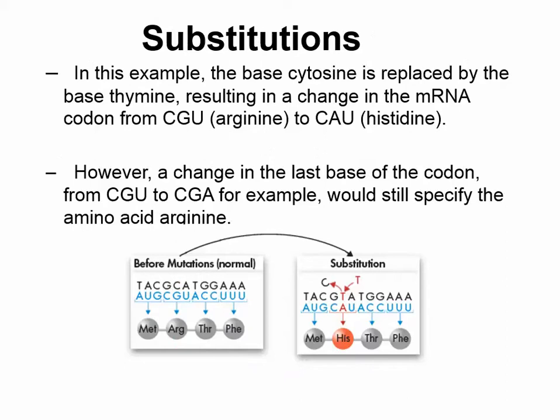Now, say that one wasn't the one that was replaced, say it was the last base in the codon, from a CGU to a CGA. So instead of the CGU, say it was CGA, and if you look at the genetic code, it would still specify the amino acid arginine. So a lot of times it's better if the substitution occurs at the last base of the codon, because if you look at the genetic code, that's usually where it doesn't change, if the last base is different on the codon.